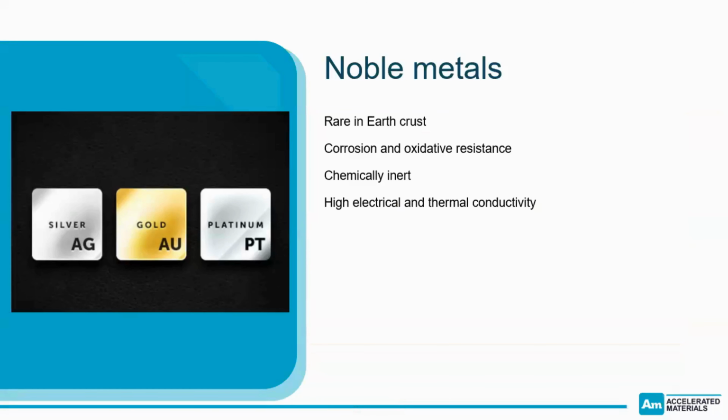So to begin with, let's start with the noble metals. What are they? I believe most of you know that the group of noble metals, for example silver, gold, and platinum, are quite rare in the Earth's crust, right? So that's why their prices are quite high. But with it, they have a lot of very nice properties like corrosion and oxidative resistance, which makes them really chemically inert under ambient conditions. And they usually exhibit high electrical and thermal conductivity, which also makes them quite unique in comparison to most of the other metals.